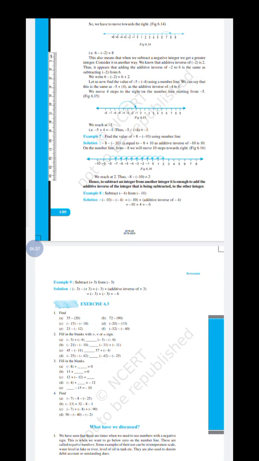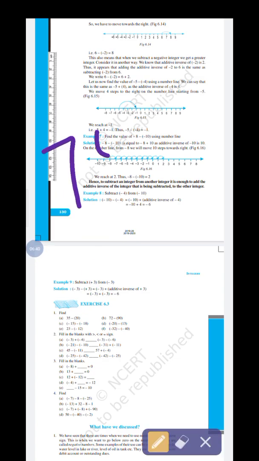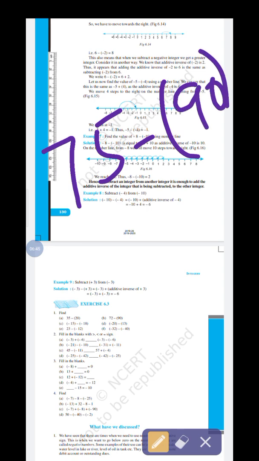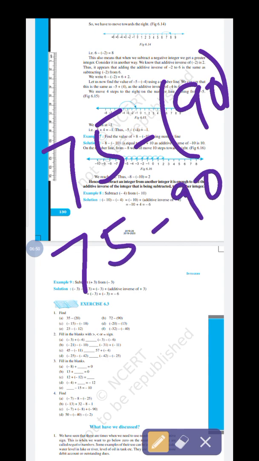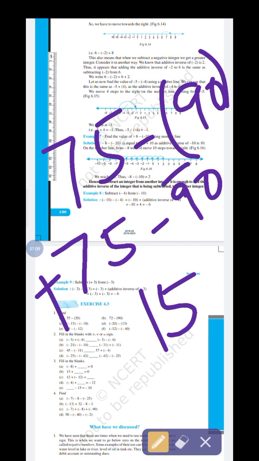Next, similarly, 75 minus of 90. The additive inverse of plus 90 is minus 90. So 75 minus 90. There is no symbol before 75, so you have to consider it a positive sign. If you subtract, you will get 15. The greater number takes the minus sign, so minus 15. Okay, children.